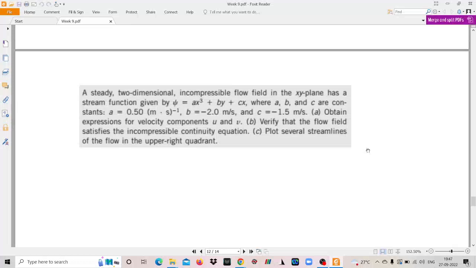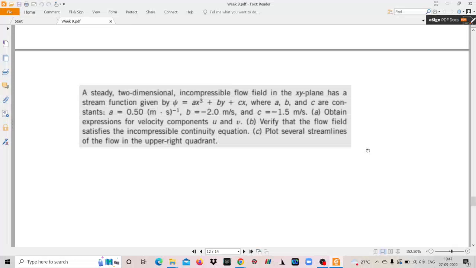In the first part you need to obtain the expression for the velocity components u and v. You have to verify that the flow satisfies the incompressible continuity equation. For completing the second part, that is to verify that the flow field satisfies the incompressible continuity equation, you must obtain the u and v components. That is what has been asked in the first part. So the second part depends on the solution of the first part, and in the third part you have to plot several streamlines of the flow in the upper right quadrant.